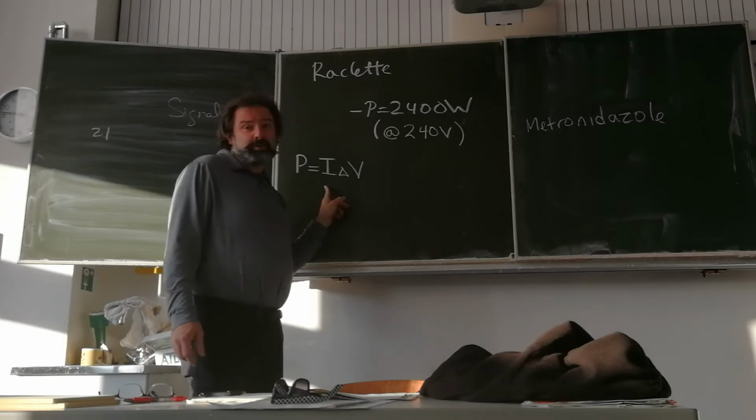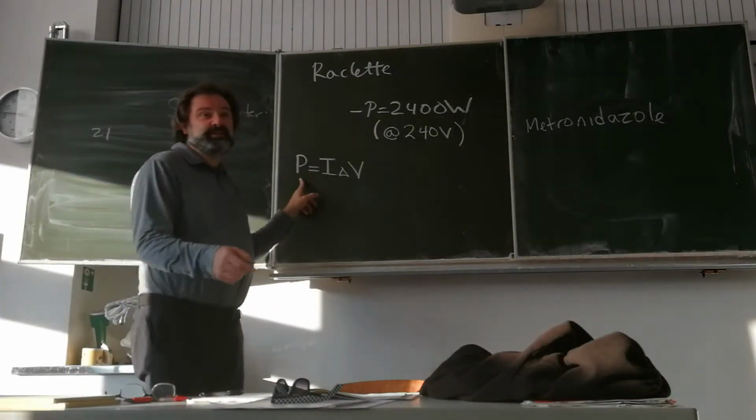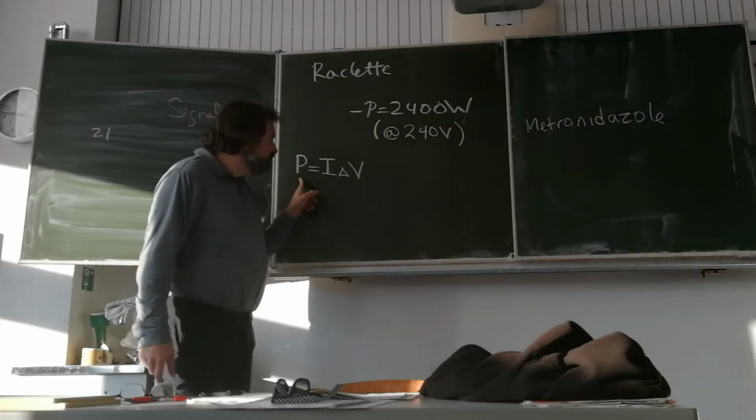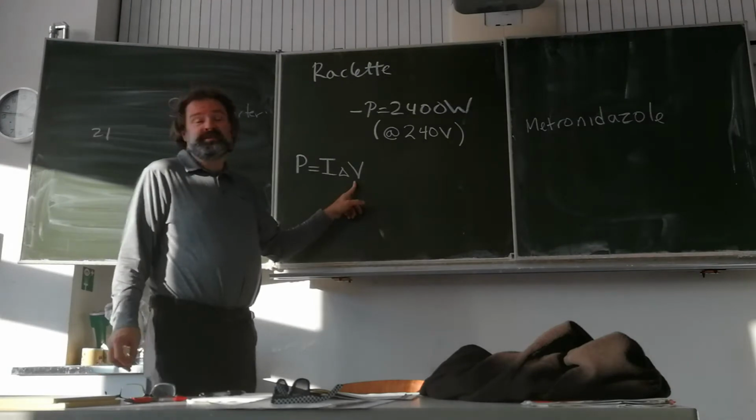We also have a power equation, P equals I delta V. What is P in that equation? That's the easy one. Just say it. Power would be right. I is current. Delta V is voltage. Good job.